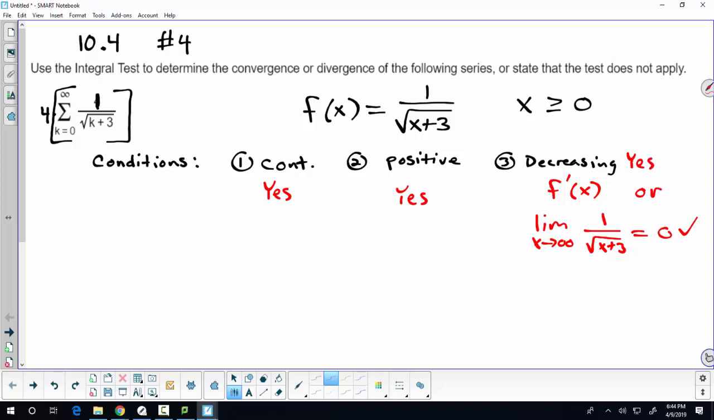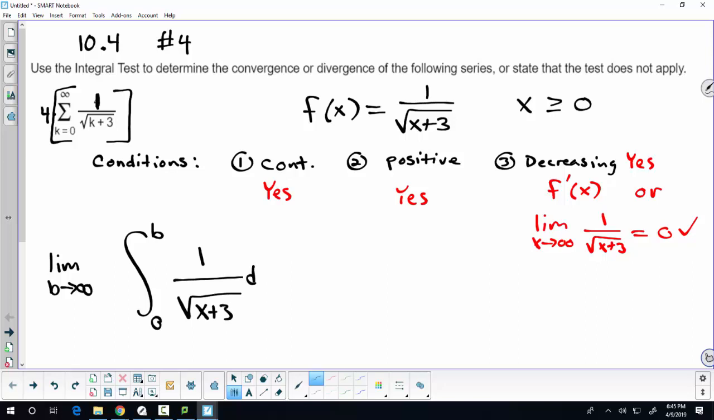Okay, so our integral test is going to start off as the integral from where to where? Yeah, 0 to infinity. Remember, the lower bound of your integral test matches the index where you start on your series. And our function, 1 over the square root of x plus 3, dx.